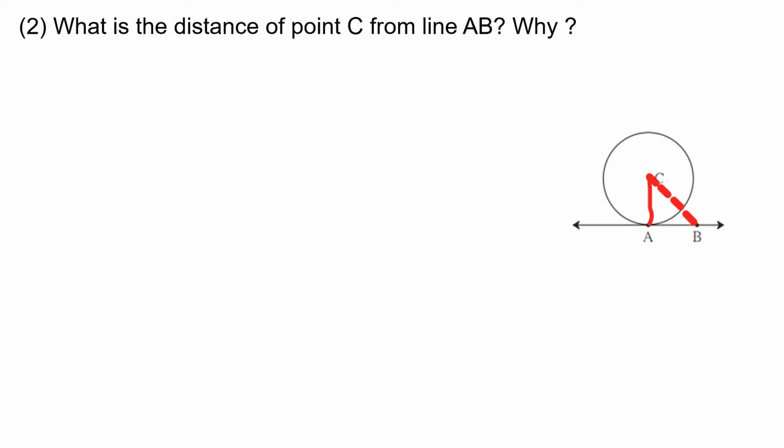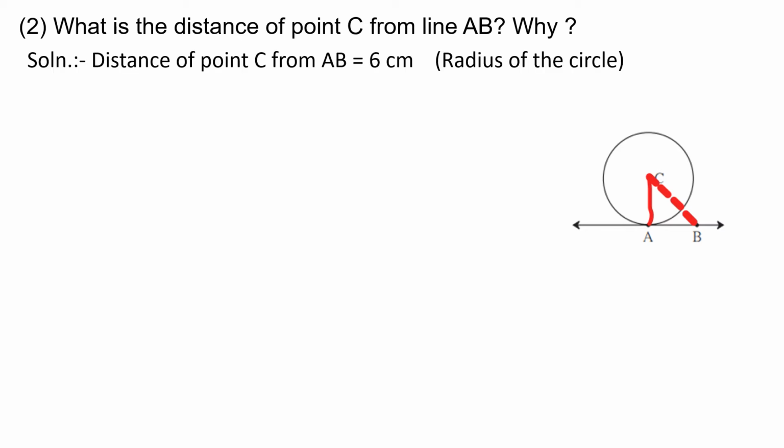Sub-question number 2. What is the distance of point C from line AB and why? Point C is the center of the circle, CA is the radius and AB is the tangent. Therefore, the distance of point C from AB is 6 cm because CA is the radius of the circle. The length of AB is here given as 6 cm.